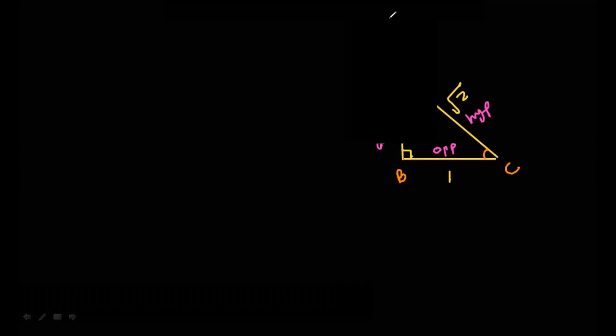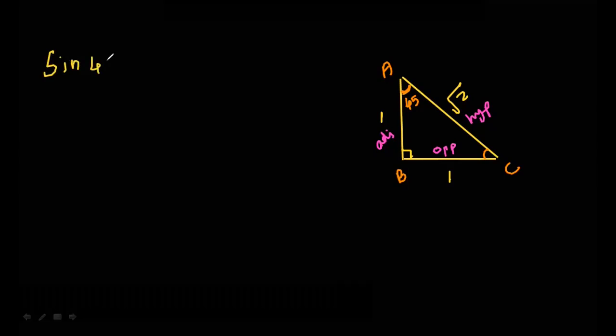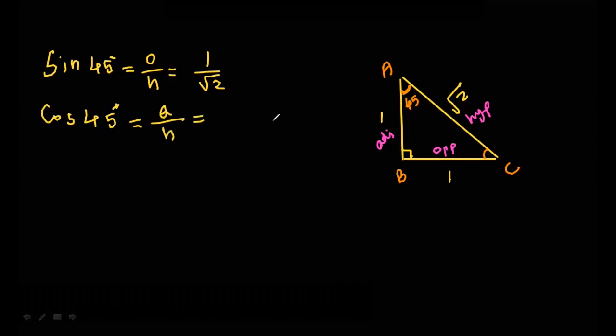Now, tell me, what will be sine 45 degree? Sine is opposite side by hypotenuse. So here the opposite of 45 is 1, 1 divided by the hypotenuse root 2. So we got the value of sine 45. Now cos 45. What is cos? Cos is adjacent side by hypotenuse. With respect to this 45 degree, AB is the adjacent side. So its length is 1. Hypotenuse is root 2. So you got sine 45 and cos 45.